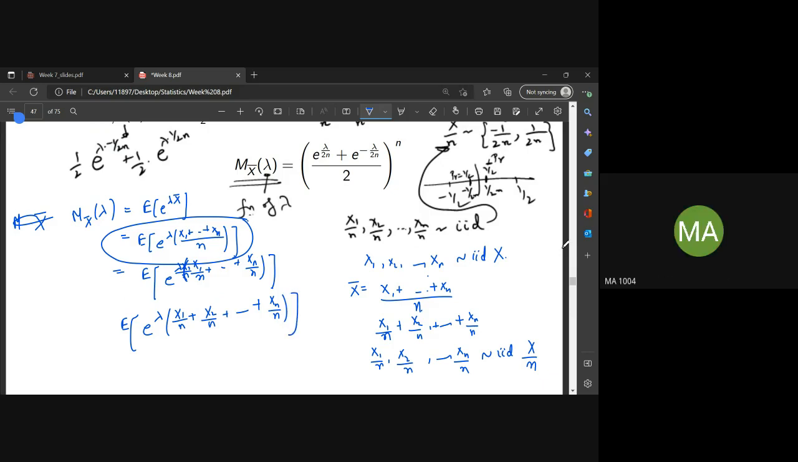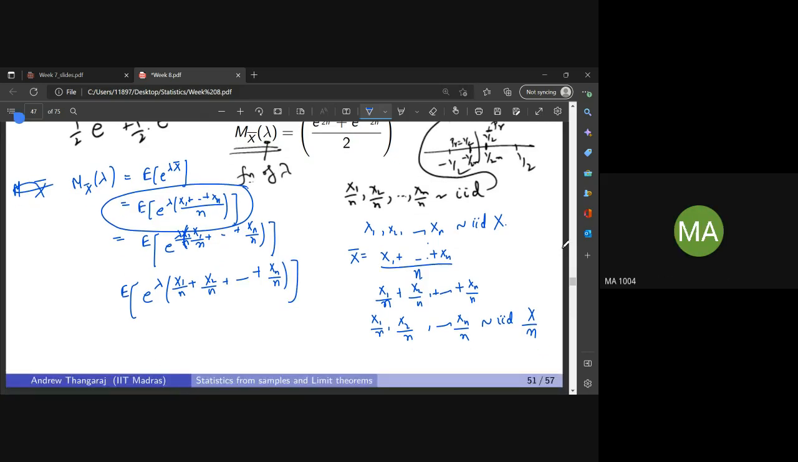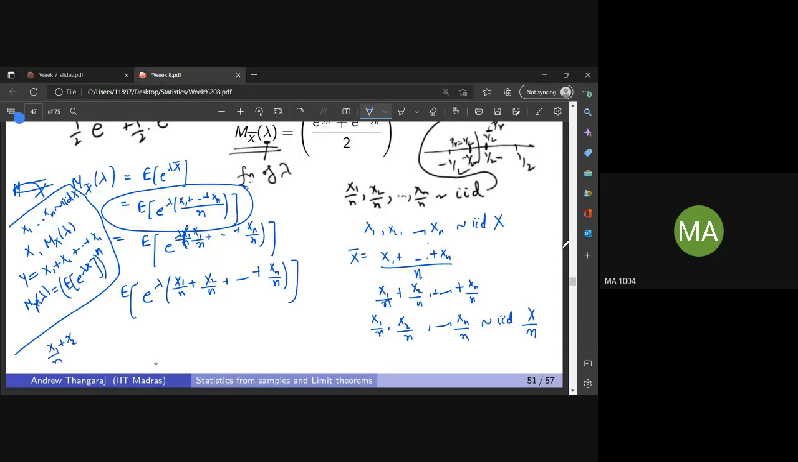what we have seen before is that if you have a random variable X and its MGF is given as M_X of lambda, then if you have Y, which is X1 plus X2 plus up to Xn, its MGF is given by the expected value of e to the power lambda X, to the power n, where X1, X2, up to Xn are IID X. This we have seen before. Now what we are saying here is that X1 by n, X2 by n, up to Xn by n is IID X by n.